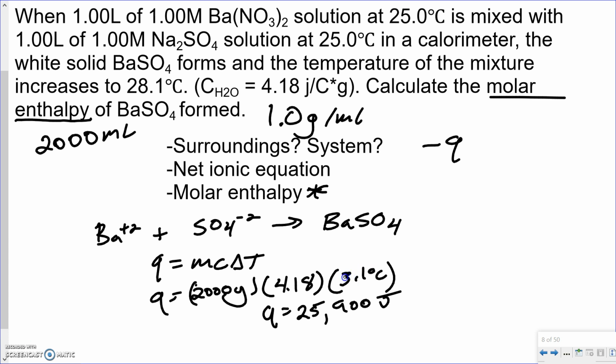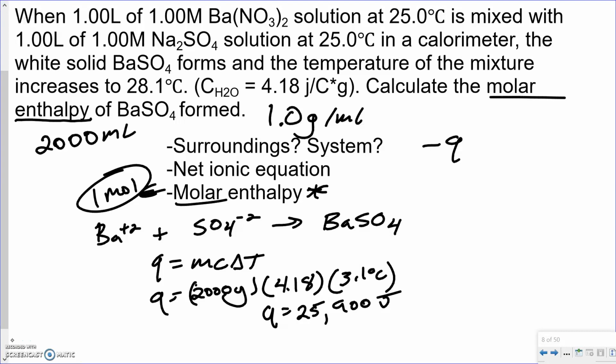Okay? Now, from there, we're not done yet. This just gives us our Q value. Okay? It wants to know molar enthalpy. Well, what in the world does that mean? Molar always means per 1 mole, and we'll be doing a lot of this throughout this chapter. So we're looking at the energy for 1 mole of reactants, okay? Or not specifically of reactants, but of the barium sulfate.